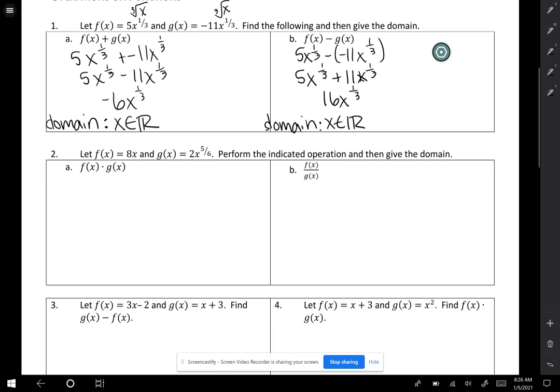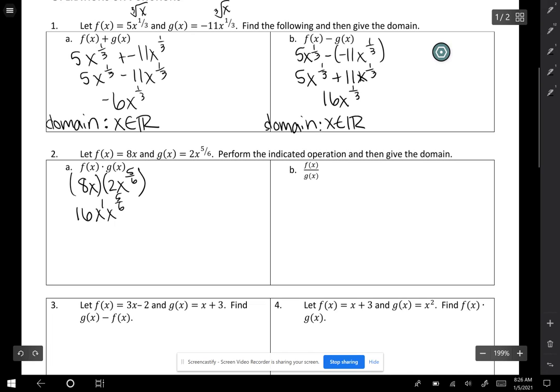All right, for number 2, let f of x equal 8x and g of x equal 2x to the 5/6. Perform the indicated operation and then give the domain. So for part A, we're doing f of x times g of x. So I'm taking 8x times 2x to the 5/6. Well, I'm going to multiply the 8 times the 2 first to get 16. And we have the x times the x to the 5/6.